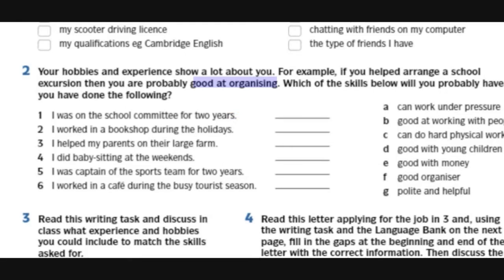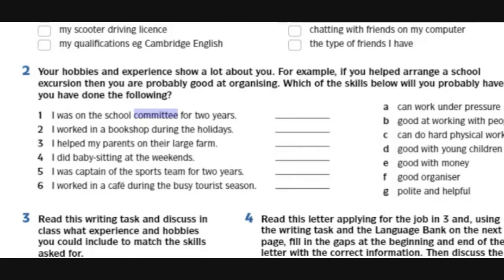Which of the skills below will you probably have if you have done the following? Now, numbers 1 to 6 are some of the experience that you may have. And A to G are the skills that you may need to have if you have this experience. For example, I was on the school committee for 2 years. What are some of the skills that you need in order to be on a school committee? Let's go through these skills also.